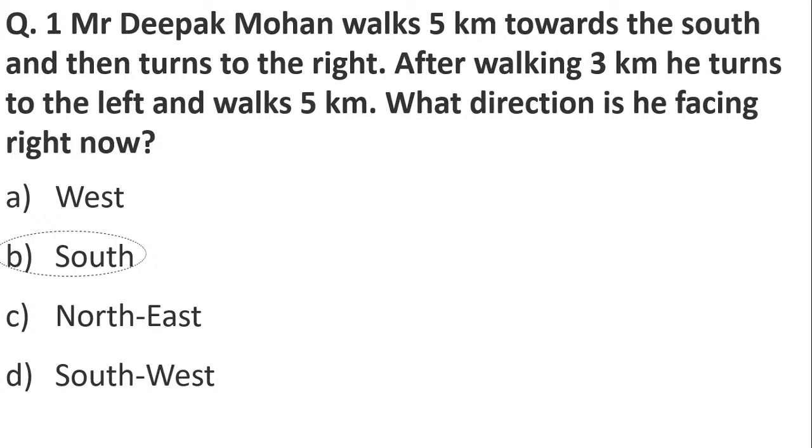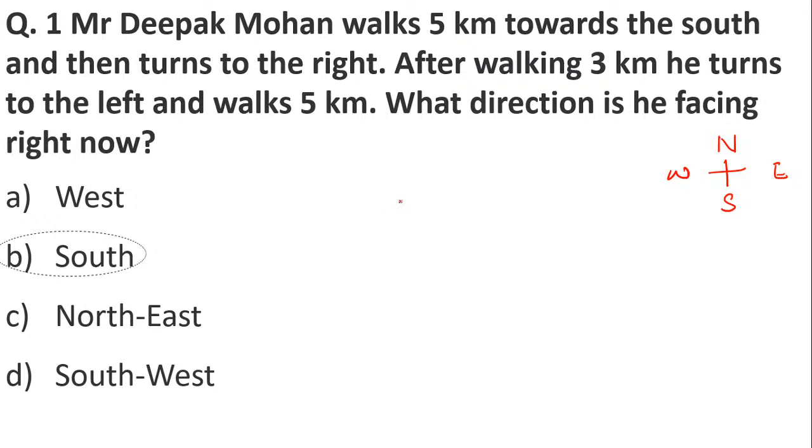So let's see for the others who do not know or who have given the incorrect answer. Let's solve it together. So this is the name of a person. He walks towards the south. First of all, students, you should have a clear picture of the directions. You should know the direction: up is north, bottom is south, right side is east, and this side will be west. So according to this the directions will be. Let's see. Mohan walks 5 kilometers towards the south.